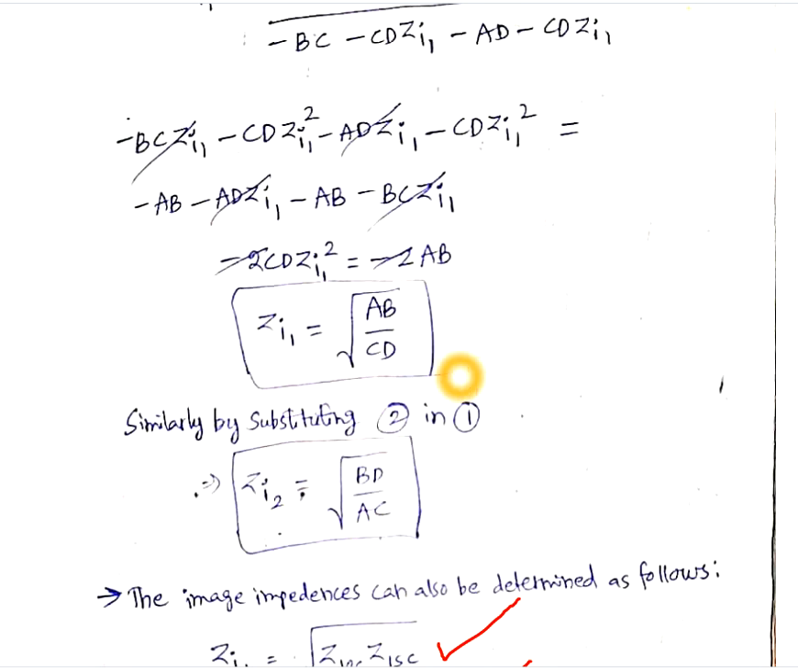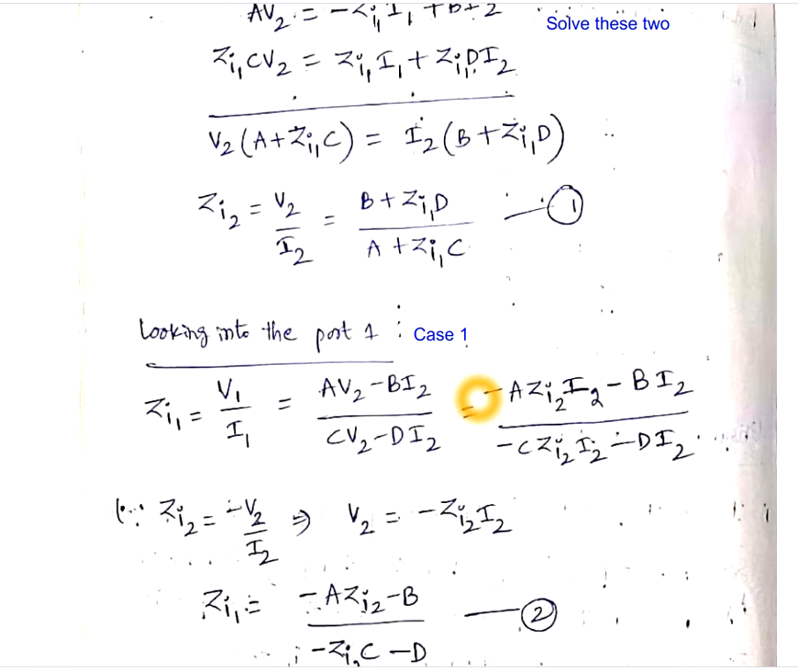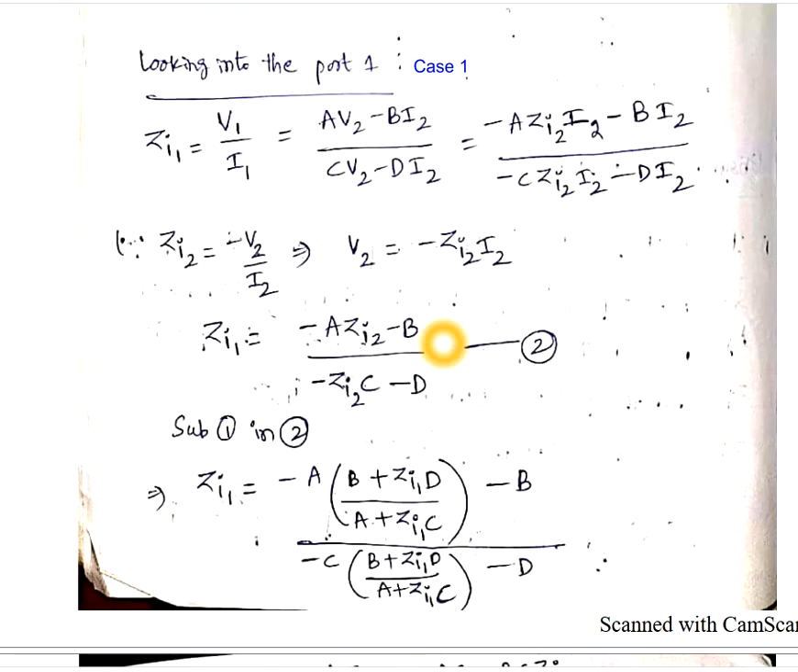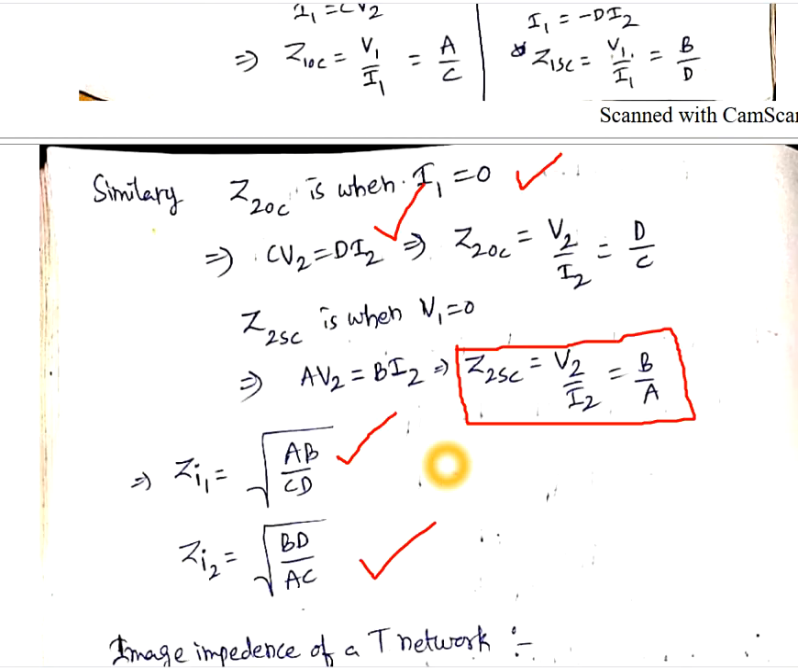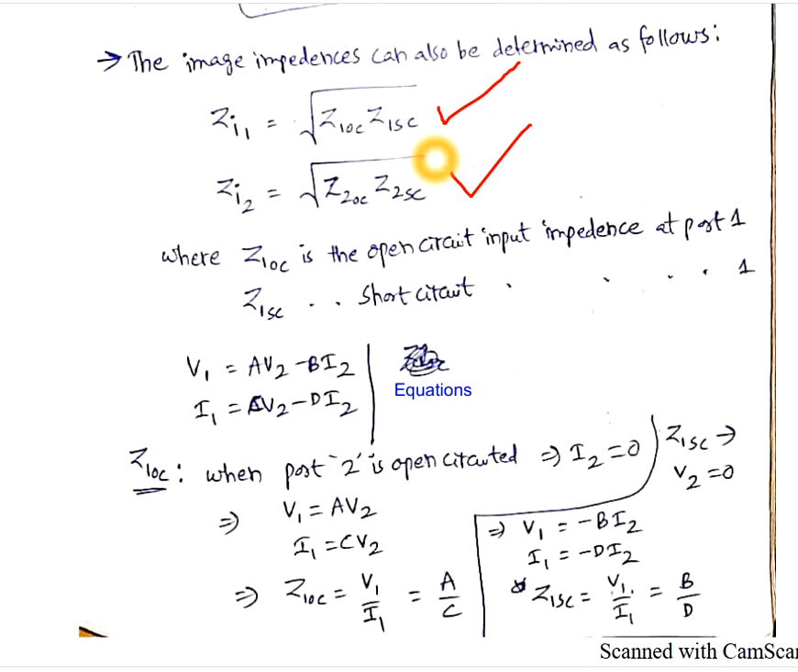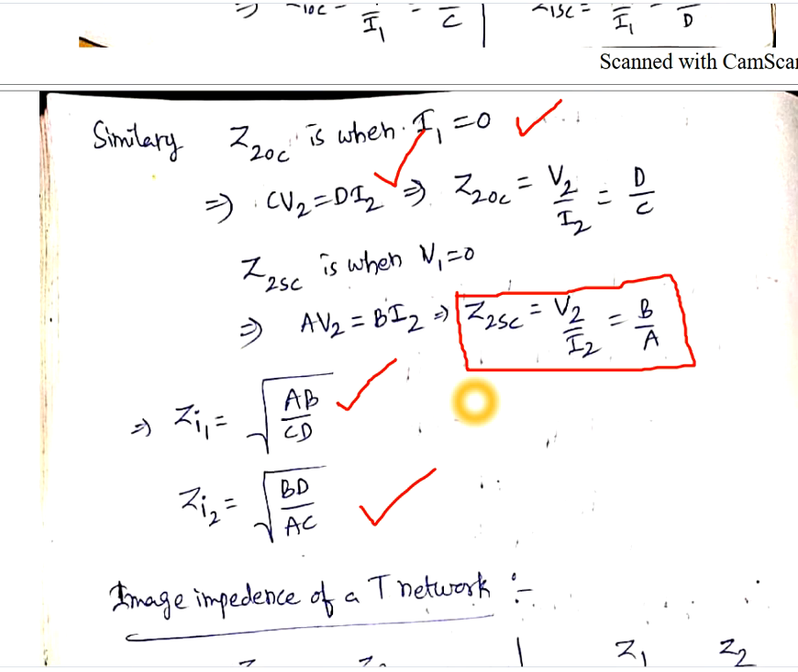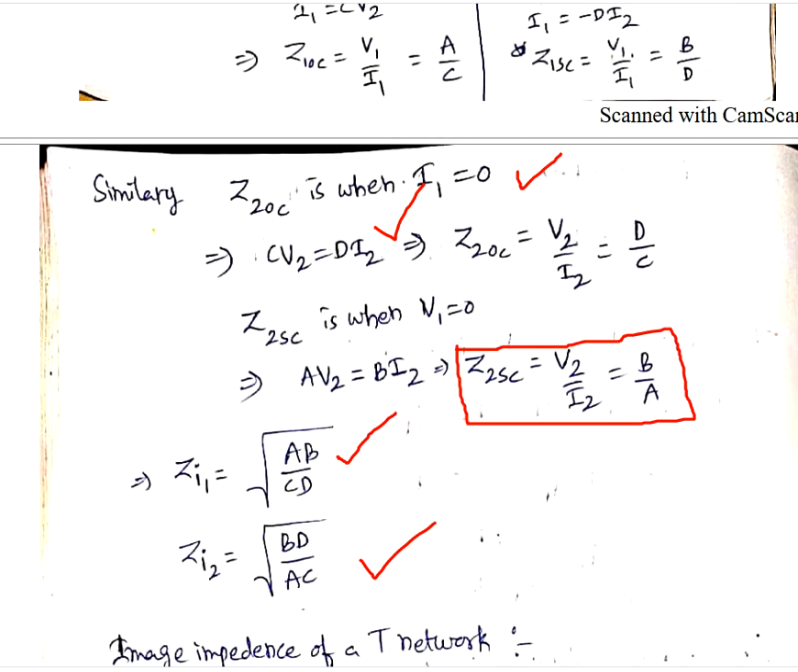Right? How we got these things? We got these from the definition of image impedance, whereas we got these now using the open circuit and short circuit impedances. So these are very important. Fine, using these also we can get image impedances. So these are used in other classes, just make a note of it. Fine. Right, that's it. Thank you.